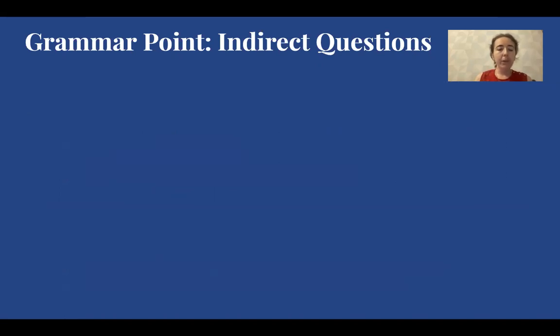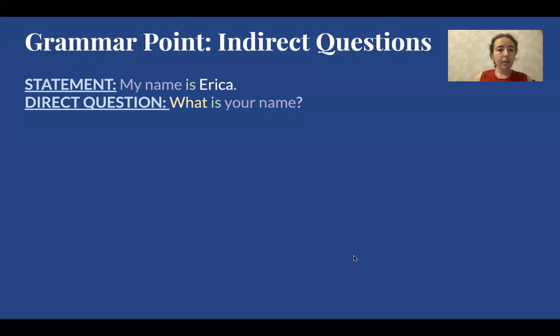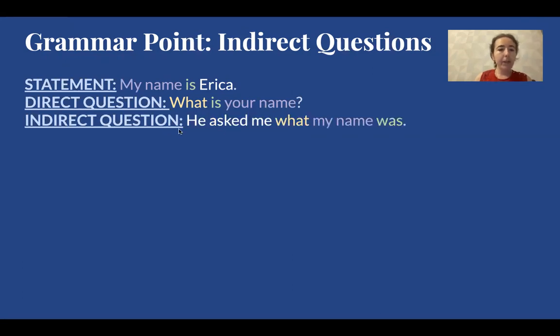All right. So just to make it a bit clearer, if we have a statement like my name is Erica, the purple one is the subject, the green one is the verb, and this yellow one is the question word. The direct question would be, what is your name? So you can see that the purple and the green switch places. And then the indirect question, he asked me what my name was, right? So we can see that we have the question word, and then the subject, and then the verb.